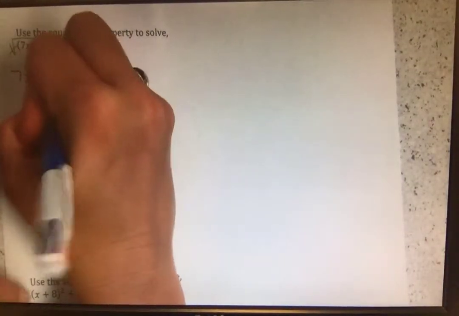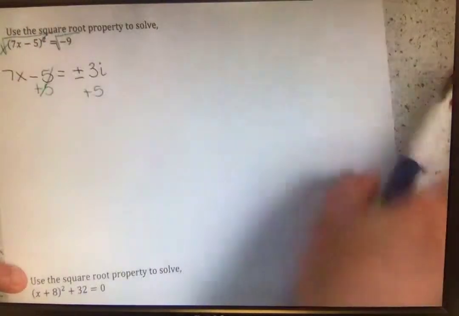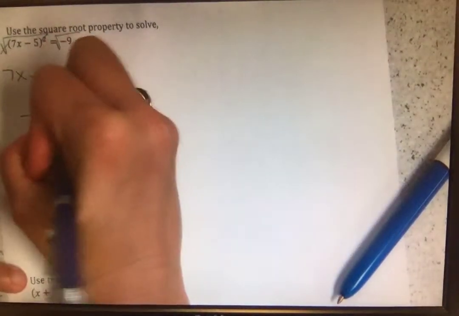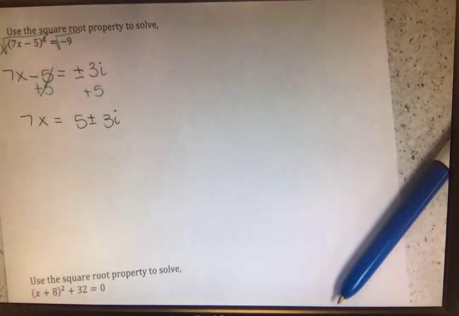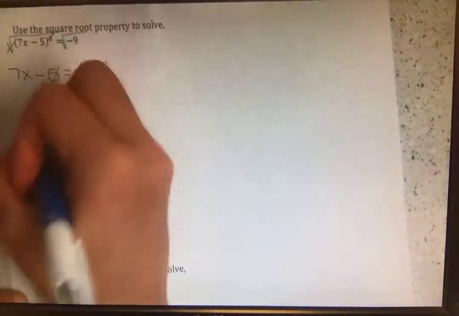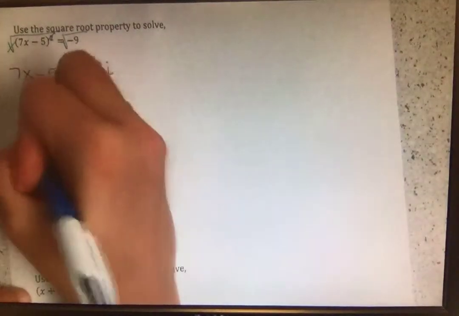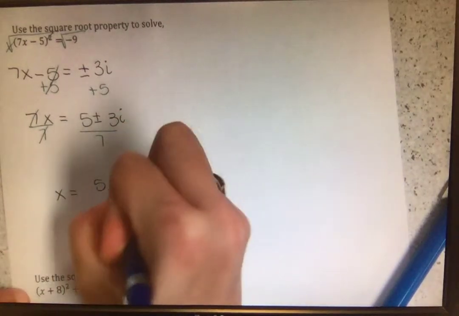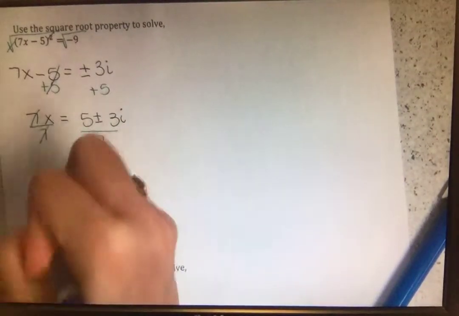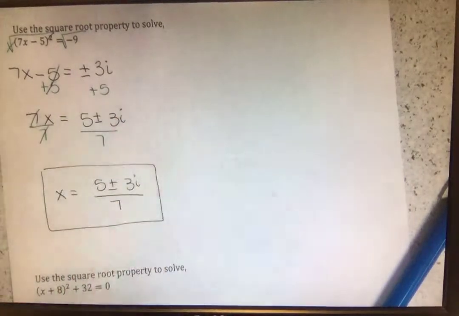Getting x by itself, we are going to add 5 to both sides. So 7x equals 5 plus or minus 3i. Remember, in standard form, it's usually a plus bi, so that i term is going to come second. These are not like terms, we cannot combine them. Lastly, dividing both sides by 7, we get x equals 5 plus or minus 3i all over 7. None of these are like terms, we cannot simplify, so that's going to be our final answer.